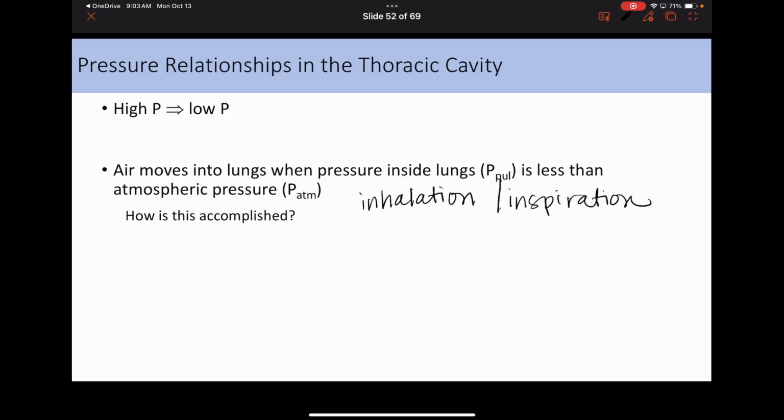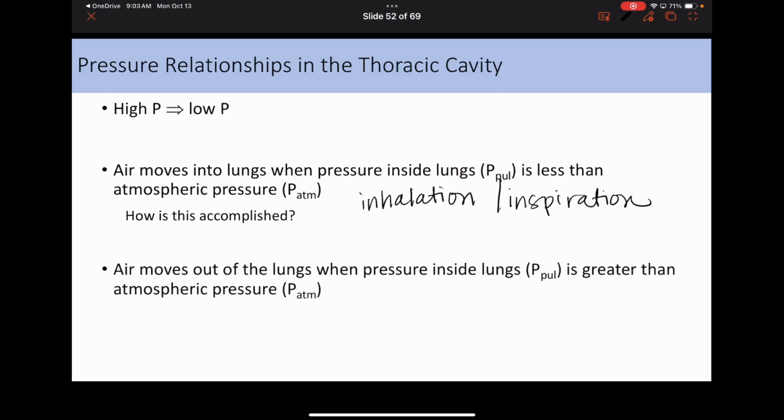And then the opposite is true for exhalation. Air moves out of the lungs when pressure inside the lungs is greater than the atmospheric pressure. So when the lower pressure is outside the body, then air is able to escape and move out. So how is this accomplished? Through exhalation or expiration. Either one of those terms works.